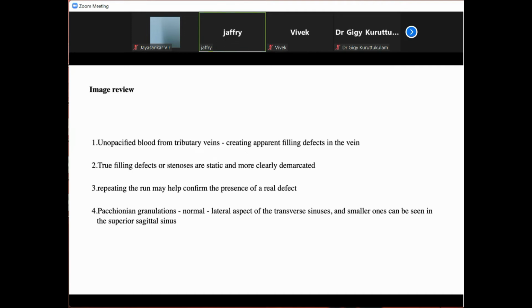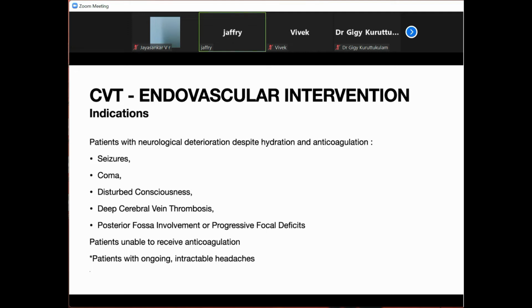Another important anatomical aspect is the Pacchionian granulations. These are normal granulations in the venous system, usually located at the lateral aspect of the transverse sinus. This seems to be a filling defect, but it is not in reality. These are the anatomical points.